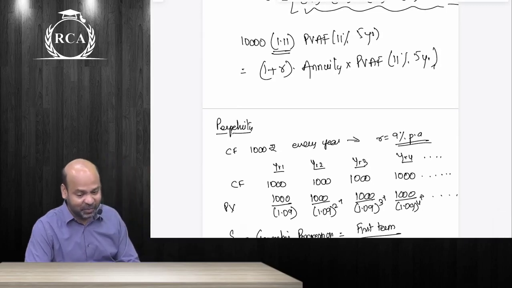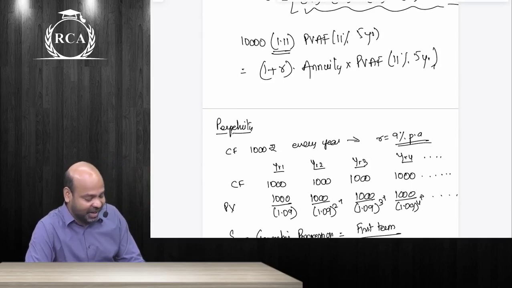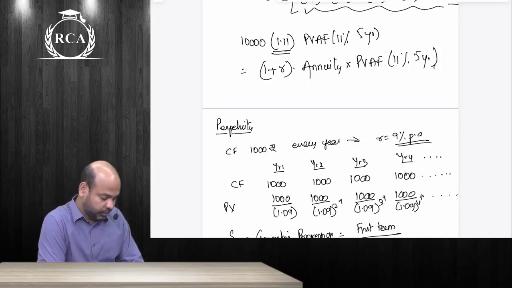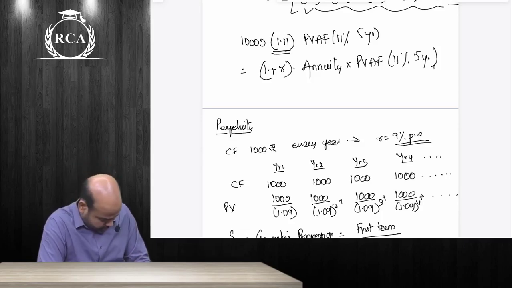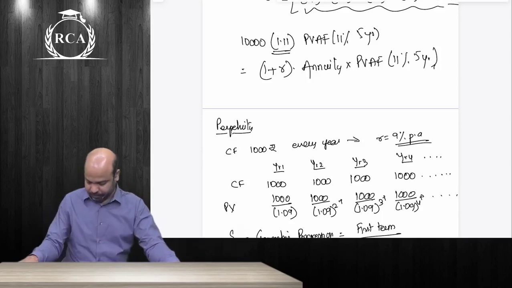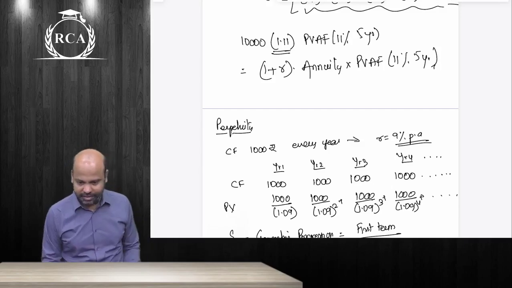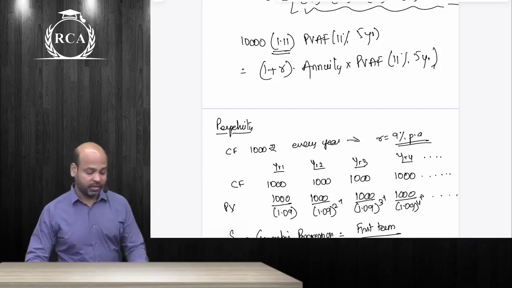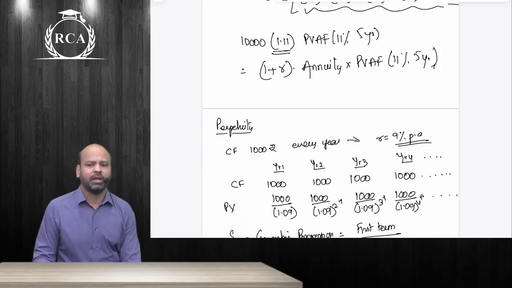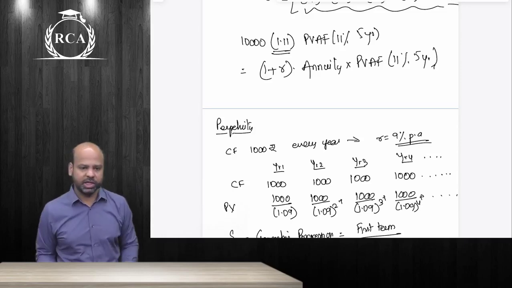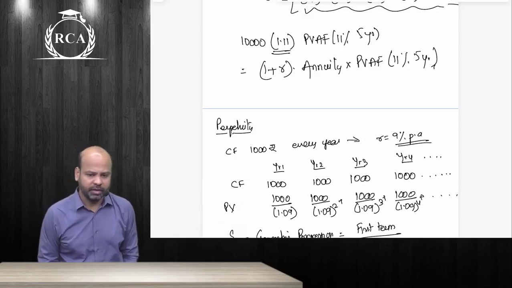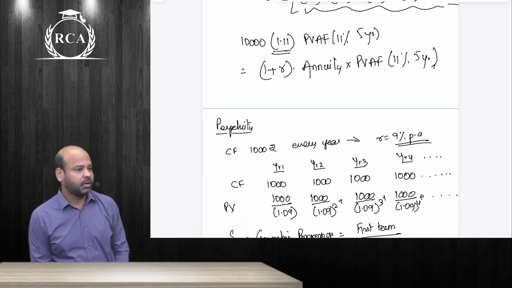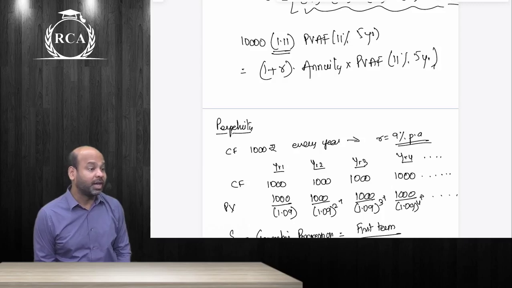Yes or no, guys? Write down, beta, side heading: Perpetuity. Perpetuity is a series of cash flows with no defined endpoint.